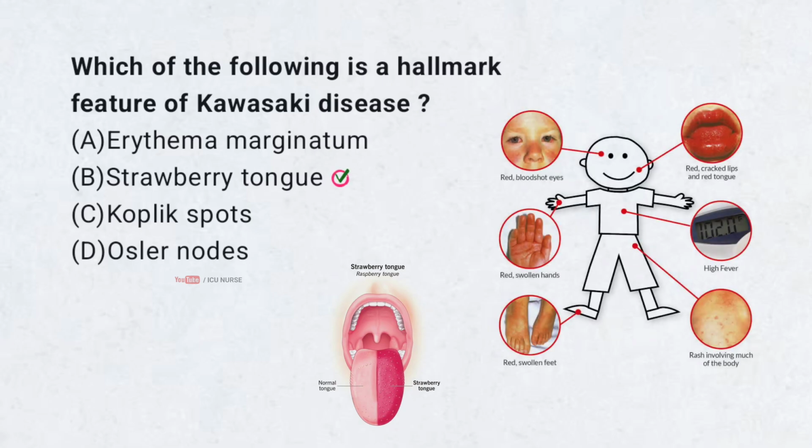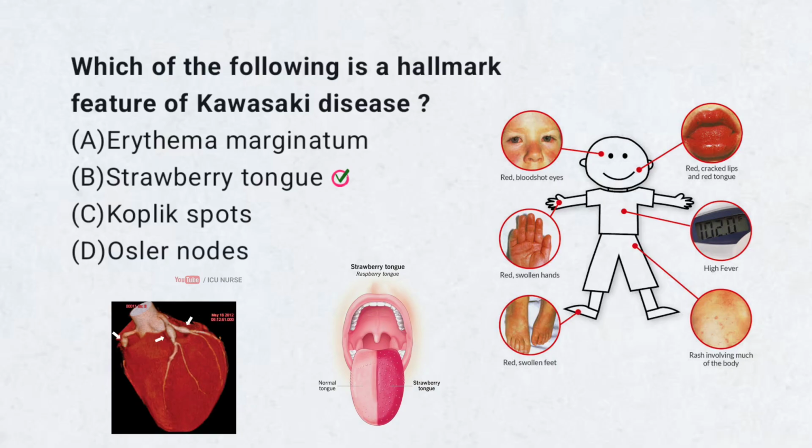Kawasaki disease is a vasculitis of childhood characterized by fever, conjunctival infection, rash, and a strawberry tongue, that is, red and bumpy appearance of the tongue. It also causes swelling and redness of the hands and feet. If untreated, it can lead to coronary artery aneurysms. Erythema marginatum is seen in rheumatic fever, Koplik spots in measles, and Osler nodes in infective endocarditis.